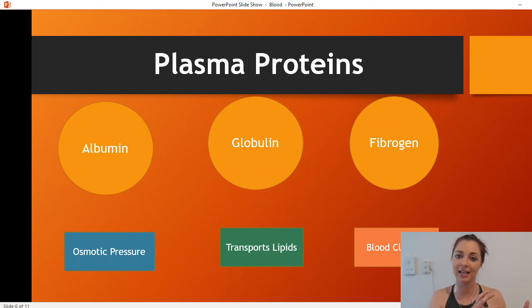So diffusion is always gases and osmosis is always water. So osmotic pressure is the amount of water through the body going in and out of cells, okay? So albumin controls osmotic pressure.